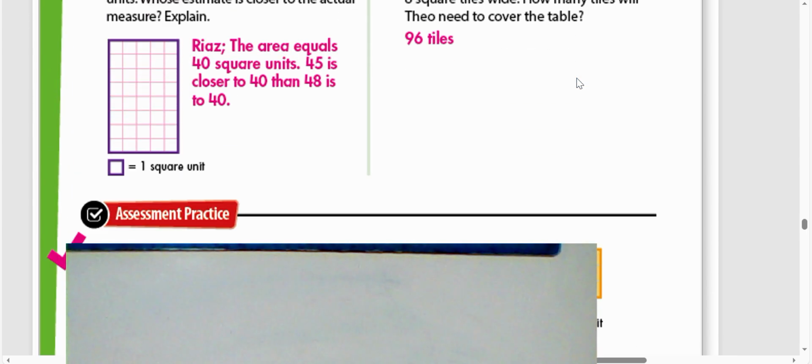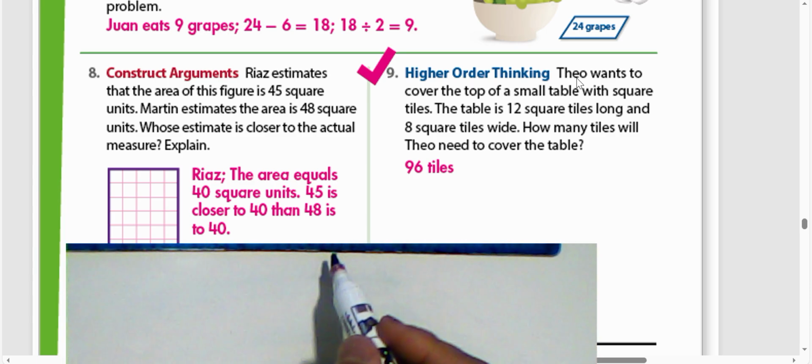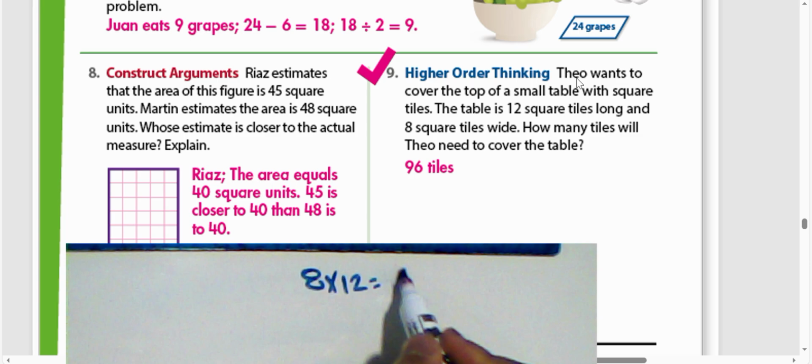And last question also. Here, 12 times 8. You can find the answer in one step by tables. You know, 8 times 12 is 96, or use the distributive property to find the answer. Okay.